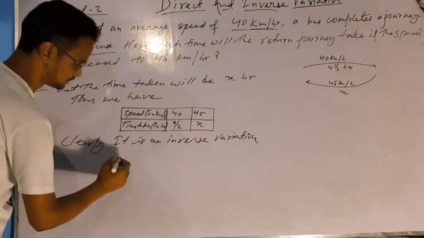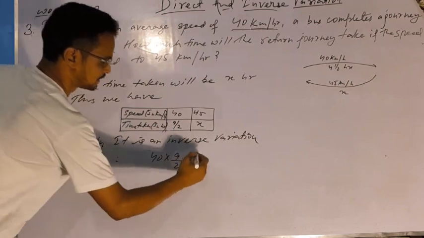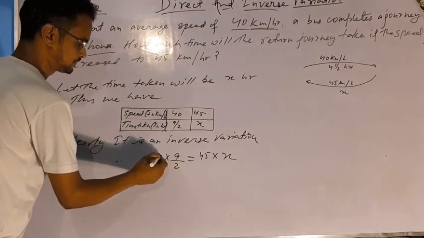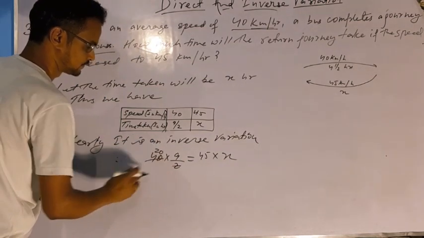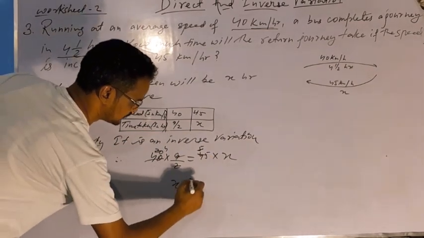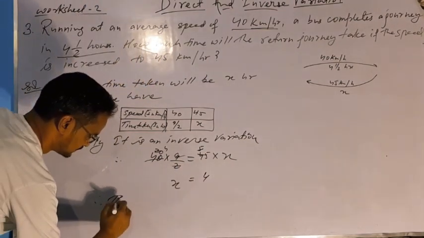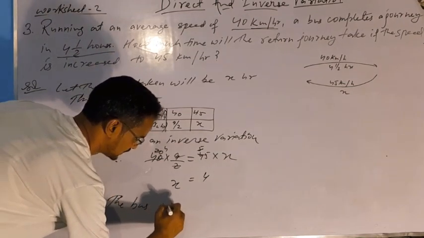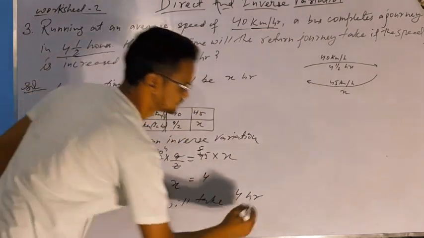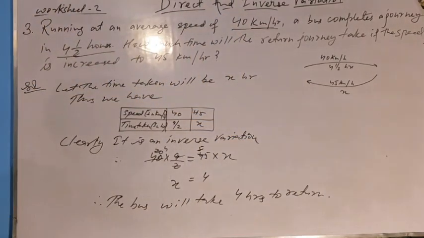Therefore, we will multiply both as in the previous question: it is equal to 45 multiplied by x. Solve this. 5 fours are 20, 5 nines are 45, 20 times 9 is 180, so we get x is equal to 4. Therefore, the bus will take 4 hours to return. Is it clear?